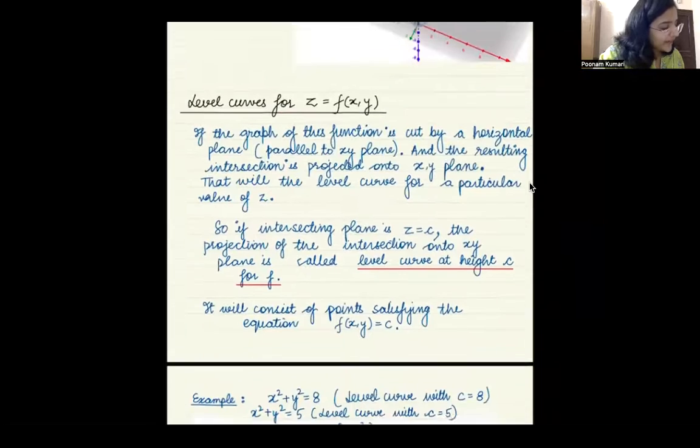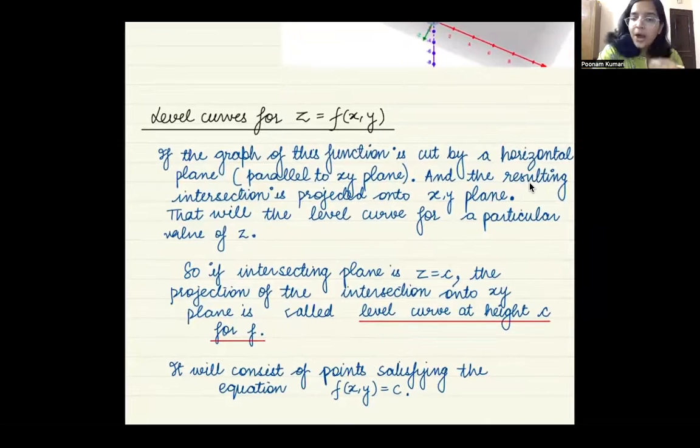If we want to define a level curve, how is it defined? If the graph of a function is cut by a horizontal plane which is parallel to xy, meaning z equals something. So we were cutting our function with a plane parallel to the xy plane. Okay, and the resulting intersection is where the plane cuts our function.